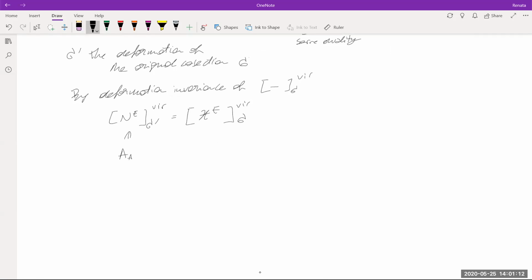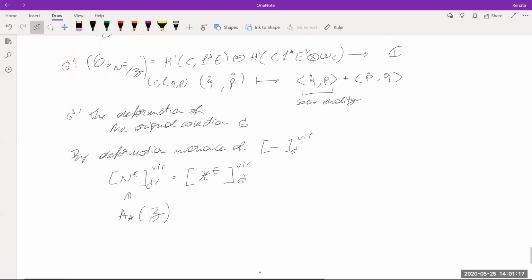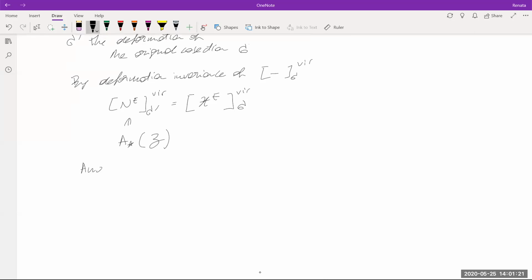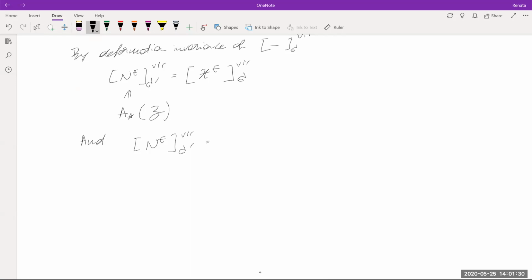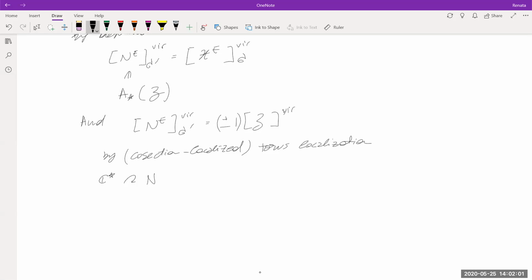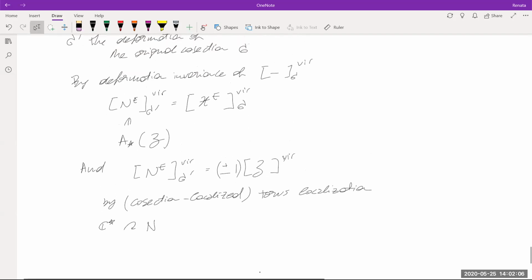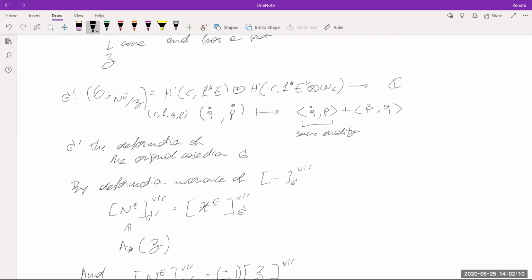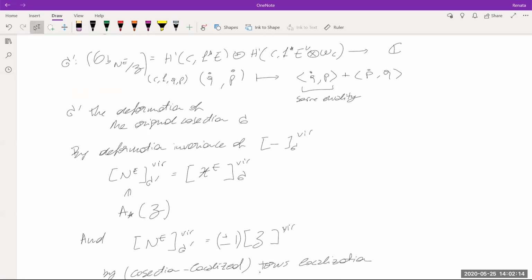Now, this is supported on the degeneracy locus of this cosection, which is clearly Z because P and Q vanish. And we can relate this cosection localized virtual fundamental class to the original virtual fundamental class on Z by cosection localized torus localization, by making C star act on the fibers of the bundle N with weight 1 and on the duals with weight -1. Then the cosection is torus equivariant, which is the condition for torus localization to apply to cosection localized classes.